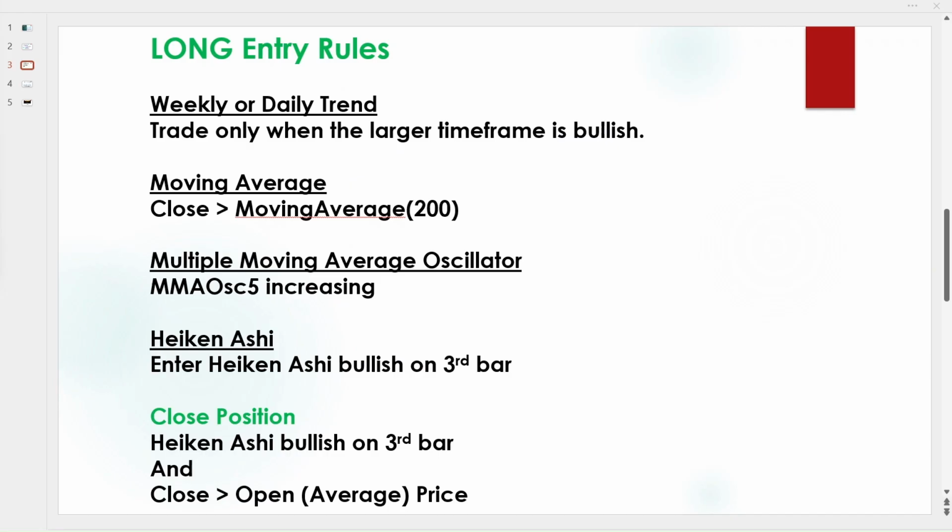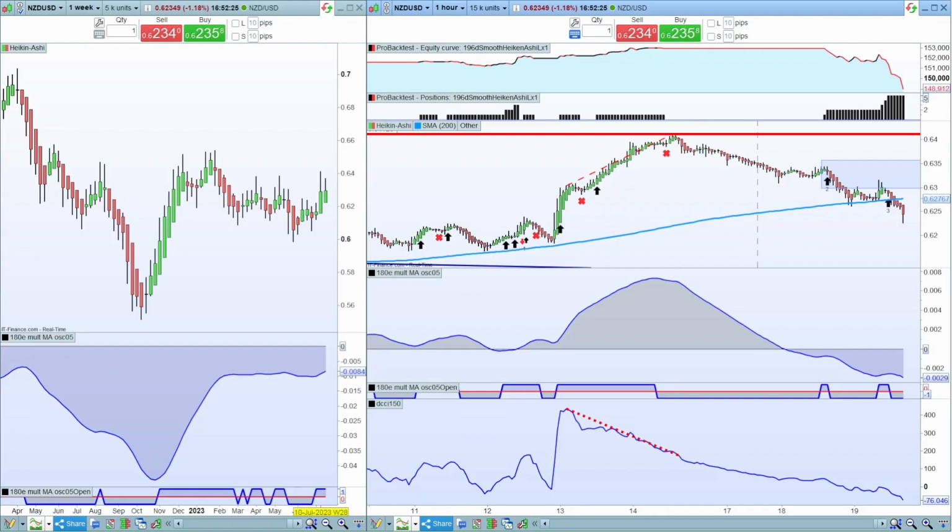So that's what the last exit strategy says. Close the position when the Heiken Ashi is bullish on the third bar, and the close is greater than the open average. So obviously, when you don't close the trade, for example, if you entered long on that one there, you don't close it if the current price is less than that point. So in other words, you want to get out with a profit.